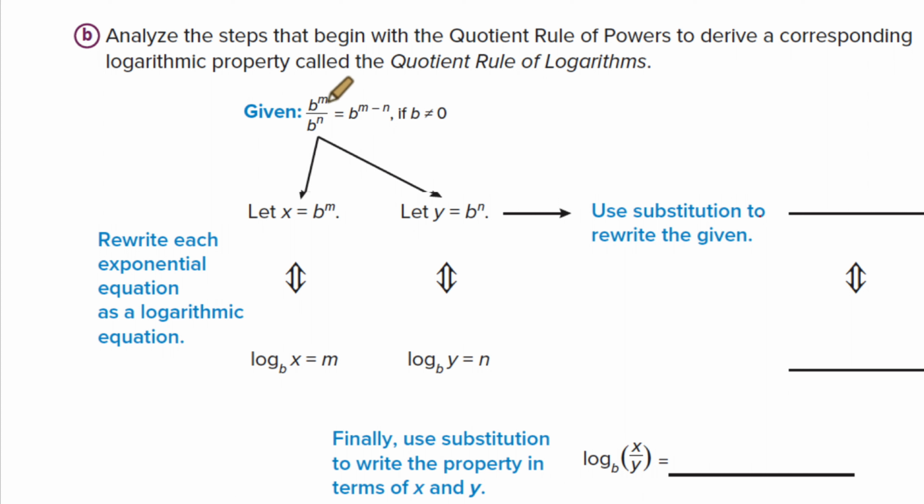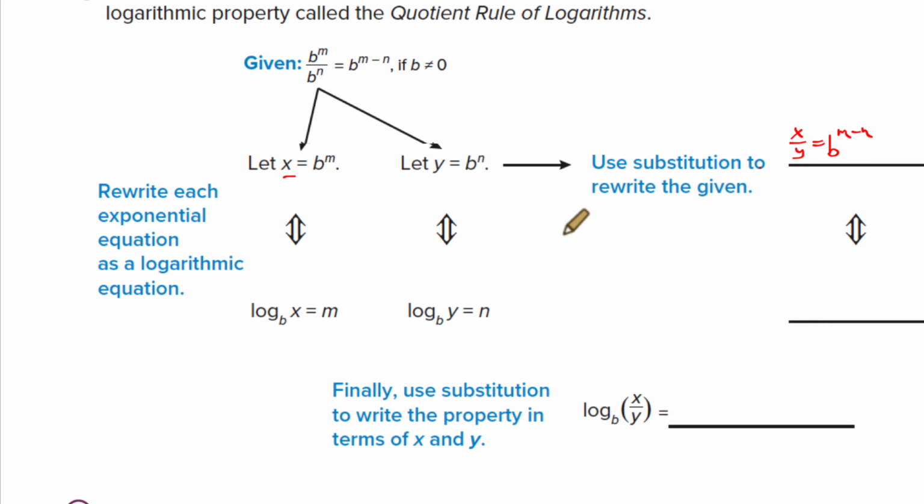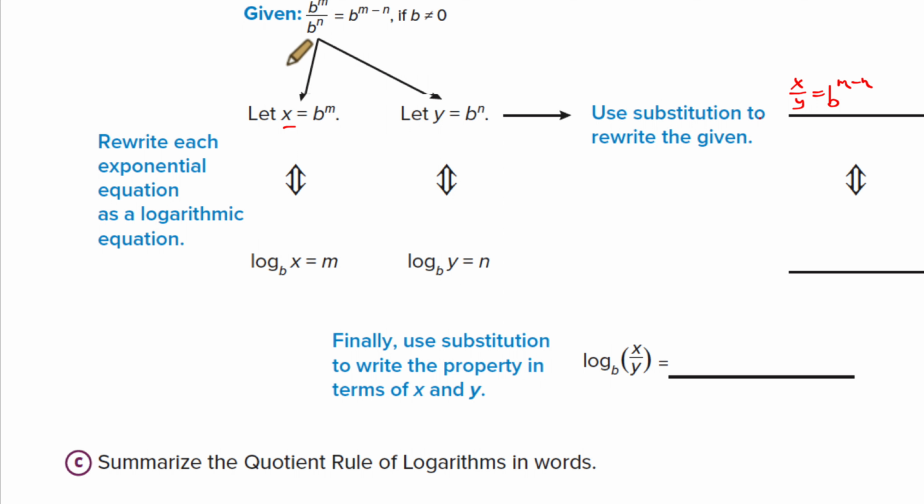We're going to start this one very much like we started the other one. We're going to take the numerator and let that equal x. We're going to put an x in the top and a y in the bottom. So we're going to let x equal b to the m and y equal b to the n. That means that if I use substitution here, x divided by y, I'm calling this x and I'm calling this y, will equal b to the m minus n. Fantastic. Now, rewriting them as logs, the base is b and the exponent's m. So log base b of x equals m. That's just writing it in logarithmic form.